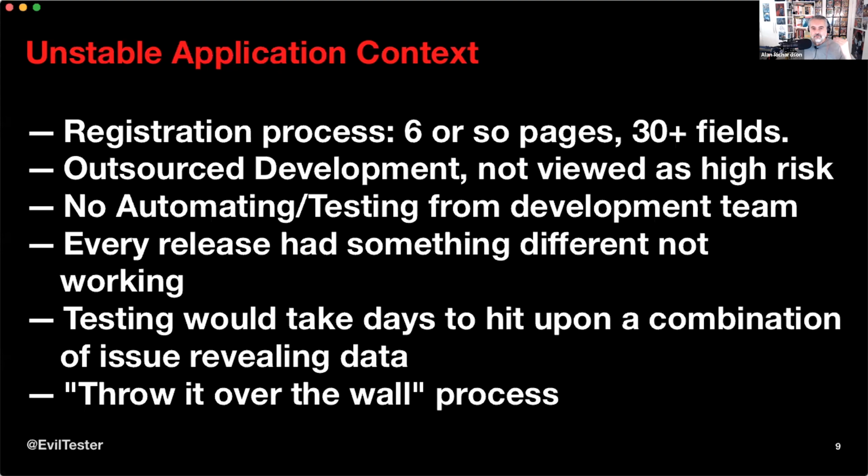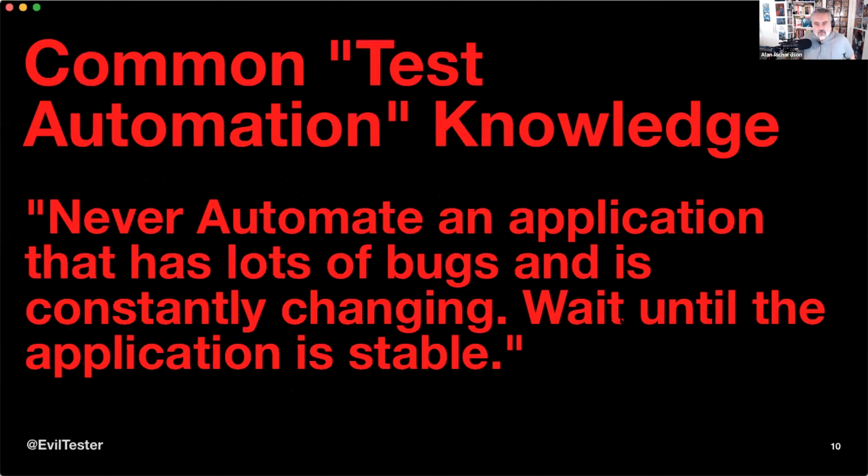Problem is, every time we got a release, something different wasn't working. But it would very often take us days to find that problem because it was all related to what combination, what page we were on. And it was hard to find. And we had very much a throw over the wall process. Now, we know common test automation knowledge, the rules that we work with, are never automate an application that has lots of bugs. Just don't do it because it'll be flaky and it's hard. And never automate something that is changing. Wait until the application is stable. This is common knowledge. This is what we do.